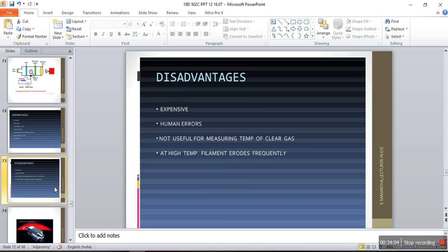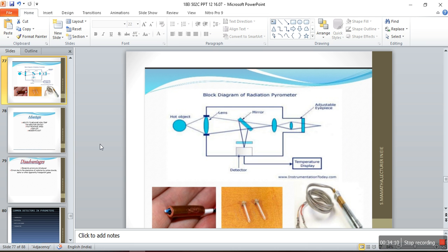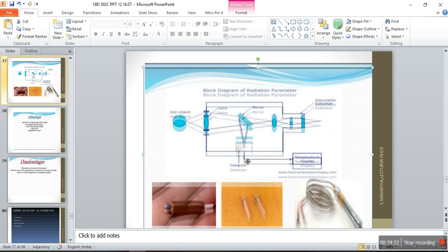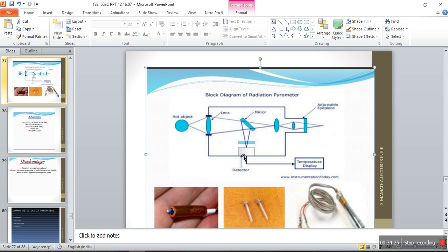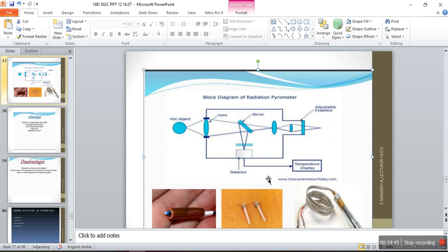Next, we discussed the radiation pyrometers. In the radiation pyrometers, we take the radiation from the lens and the mirror, and that radiation is focused onto the detector. That will be measured by detectors such as thermopiles, thermobolometers, and photovoltaic multipliers. By using those devices, we can measure the temperatures.